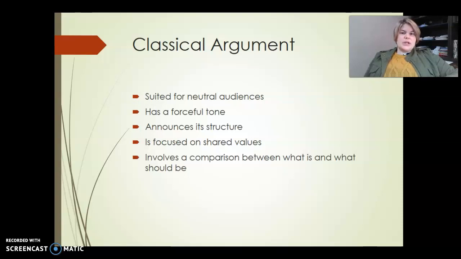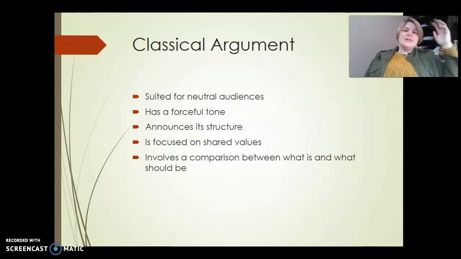So a couple of things about classical argument. It is suited for a neutral audience. So these are people that don't already have an opinion one way or the other about whatever the topic is you're writing about. So the example in the folder is about tabletop role-playing games, and those being a good thing for parents to do with their kids. So I certainly have no opinion about that. So that was a really good classical argument. And it doesn't mean that I don't have an opinion about it. It means that your audience, whoever, like that paper's audience would have been parents.